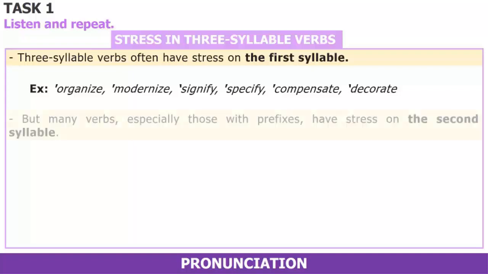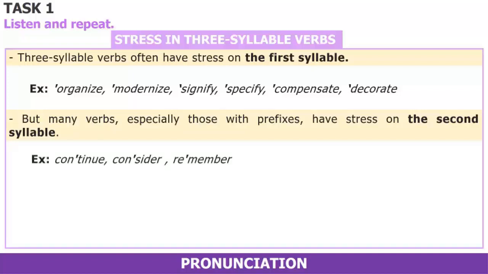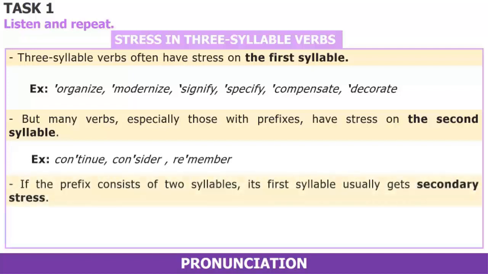But many verbs, especially those with prefixes, have stress on the second syllable. They could be continue, consider, and remember. Besides, if the prefix consists of two syllables, its first syllable usually gets secondary stress, and there are some examples such as understand, contradict, and so on. Make sure to remember these notes.